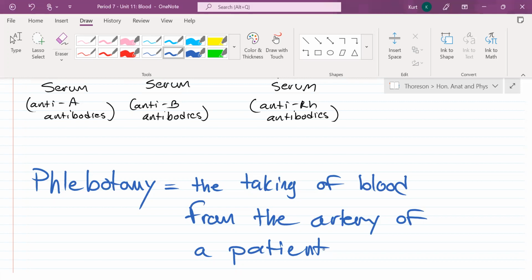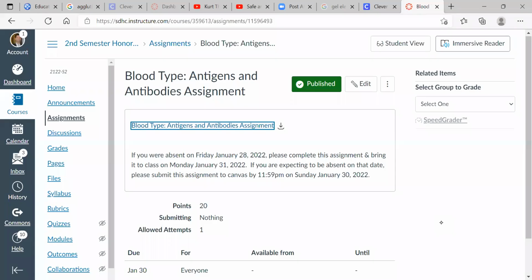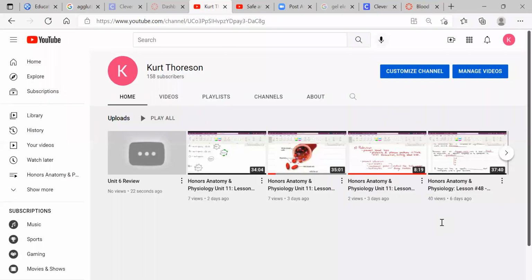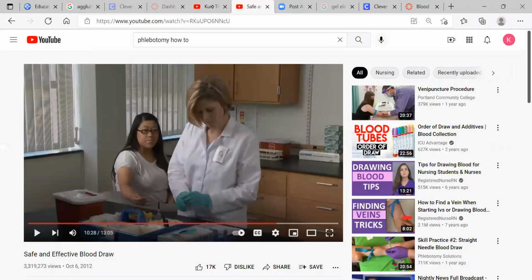All right, I want to show you a quick video of phlebotomy. It's way too long to show in class, but if you're watching online, go on YouTube. And where did I put it? Right there. If you type in safe and effective blood draw, that's what we're going to watch right now.